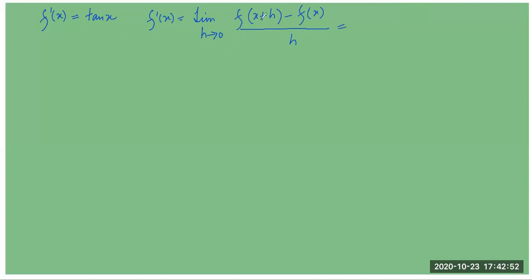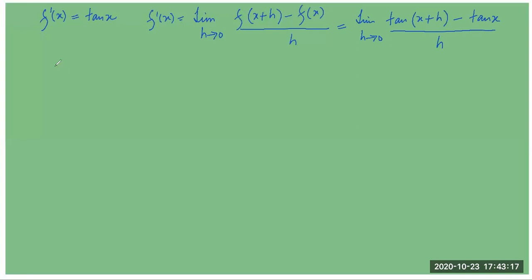So f of x plus h will be, limit h approaches 0, tan of x plus h minus tan x, whole divided by h. Am I right, guys? Very good. Now let me go further.